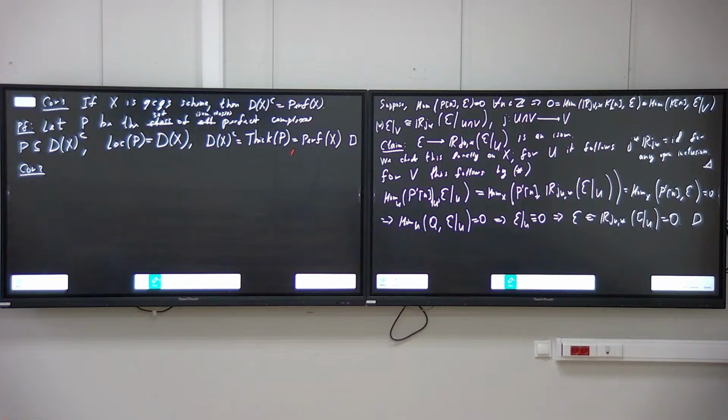Well, I need this P to show how I use the Thomason localization. That's the whole point. In the Thomason localization, I need some set of compact generators. Yeah, okay.